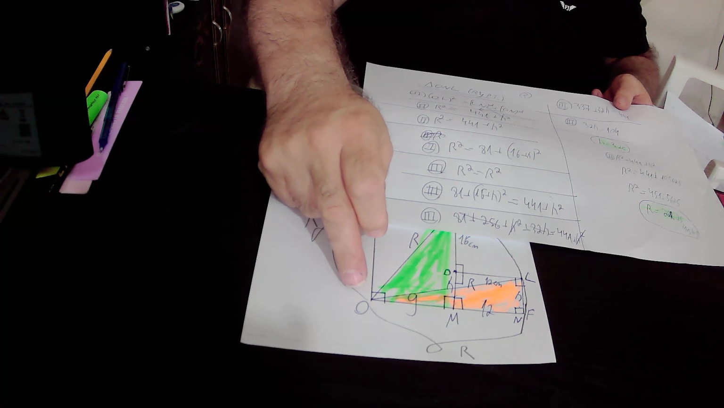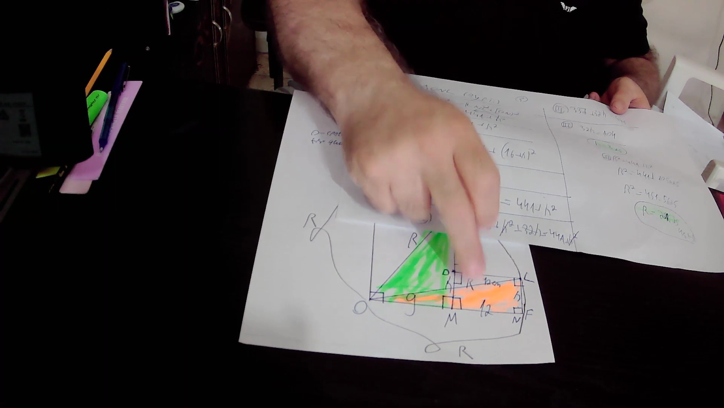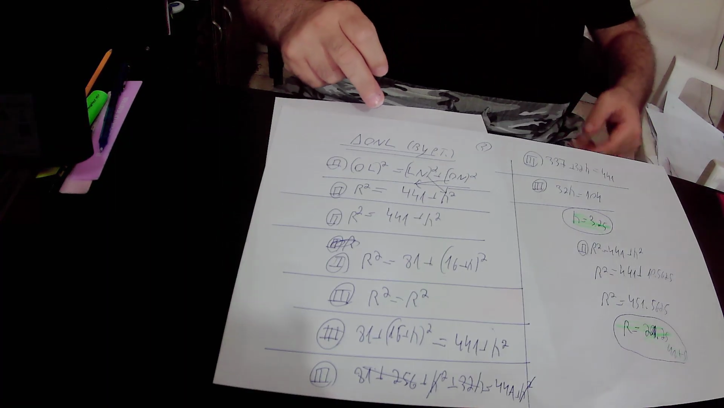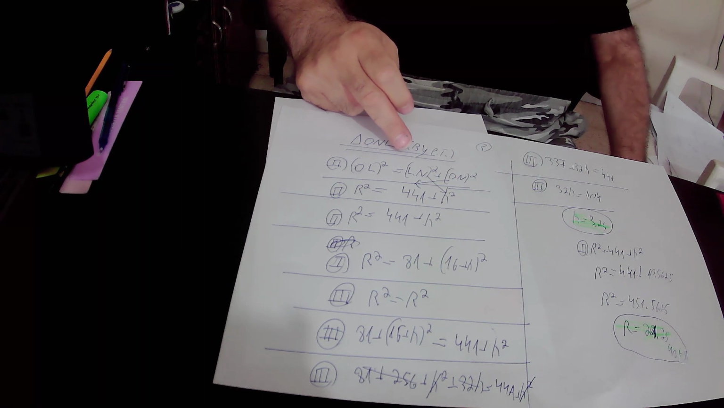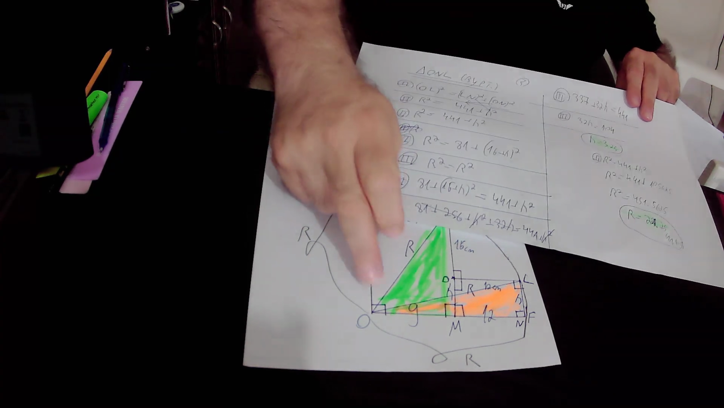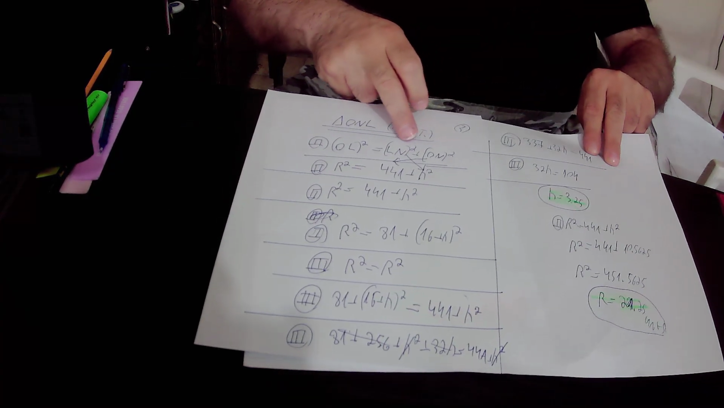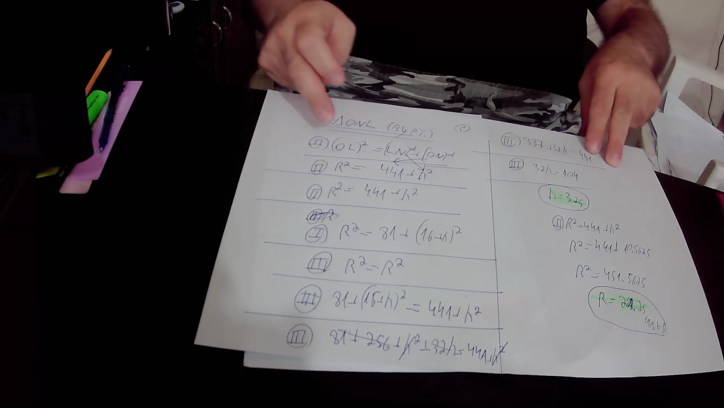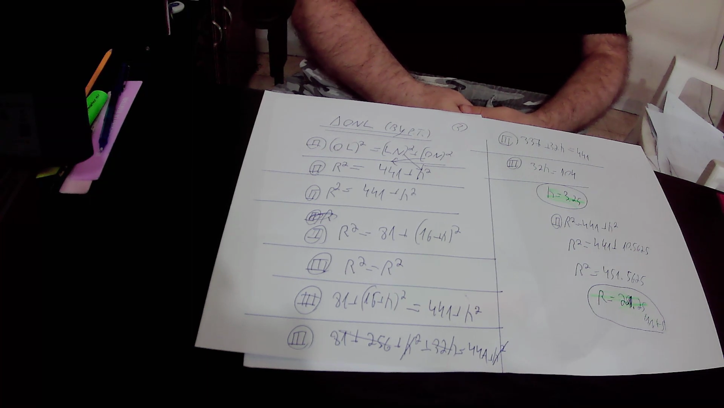And here ON equals 9 plus 12, that is 21. So ON equals 21, therefore ON square is 21 square, and 21 square is 441. So in conclusion, according to equation number 2, R square equals 441 plus H square.